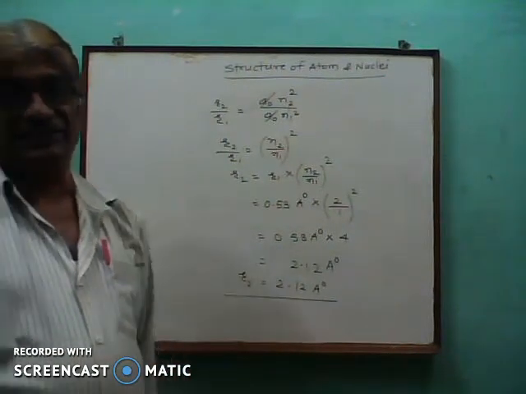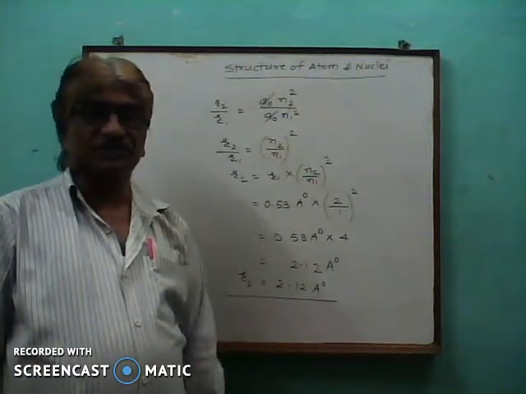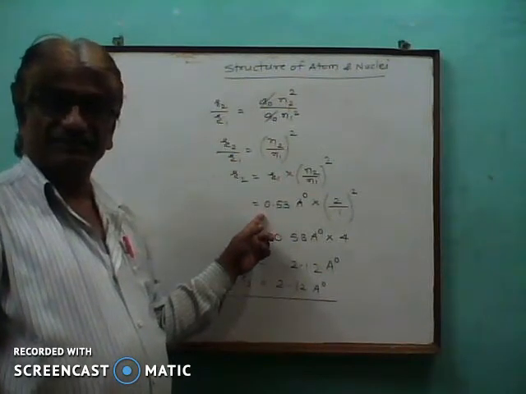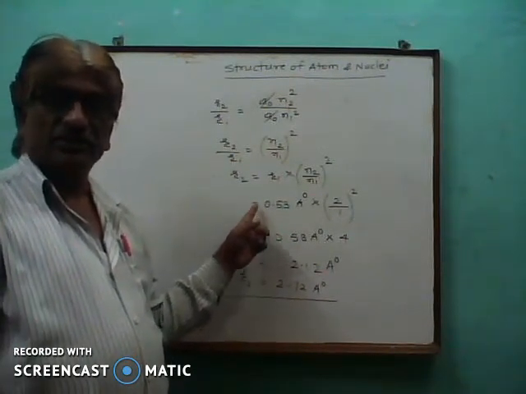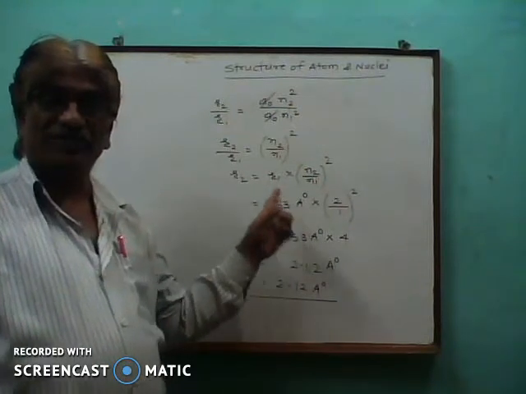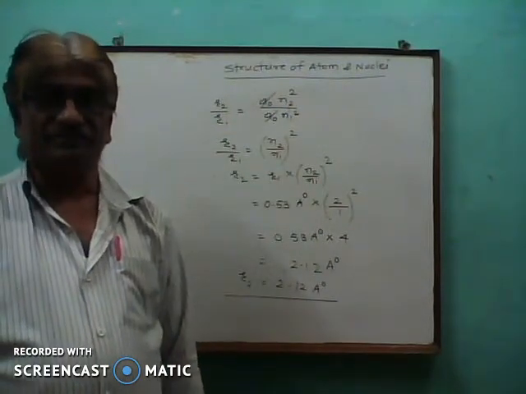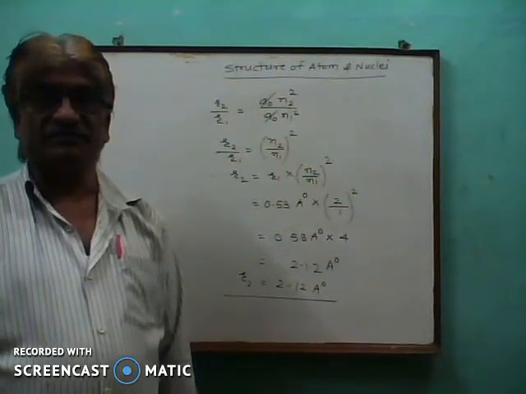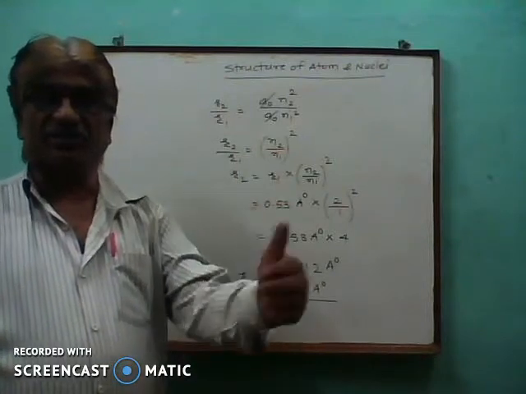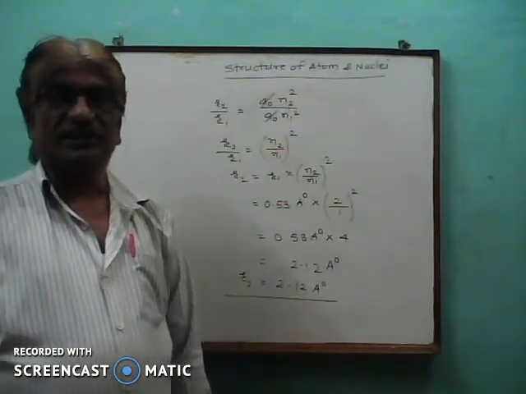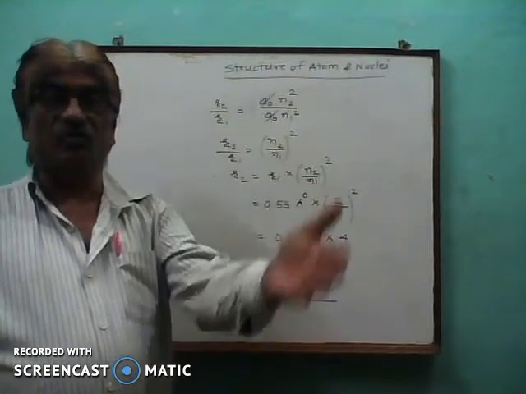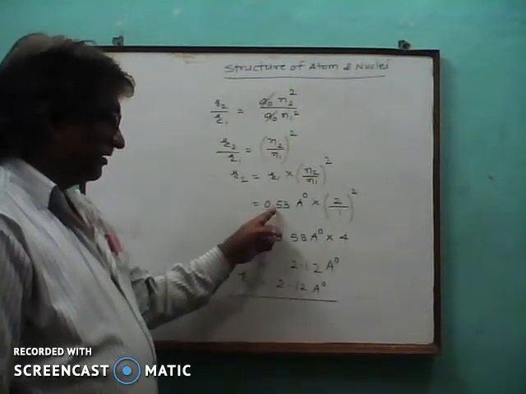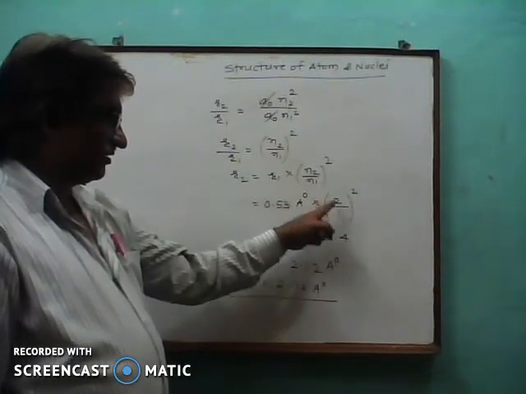If a question is asked such that radius of Bohr's orbit in ground state, meaning first orbit, is 0.053 nanometer, and the question is to find the radius of second, third, fourth orbit, you can solve here: radius for first orbit, second, so 2, 1.